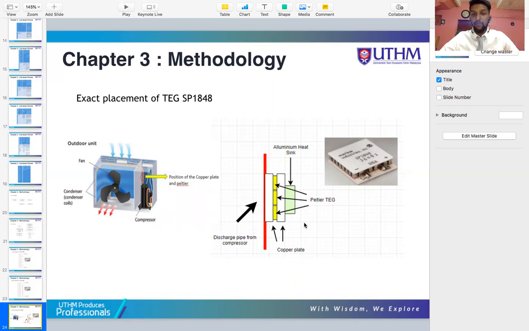The discharge pipe from the compressor gives heat to one side of the copper plate, and the TEG's back part will be heated up. And for the front part, we have to keep it cool. We can't give it heat together. So that's where another copper plate will be placed, and an aluminum heat sink will be placed there to keep it cool.